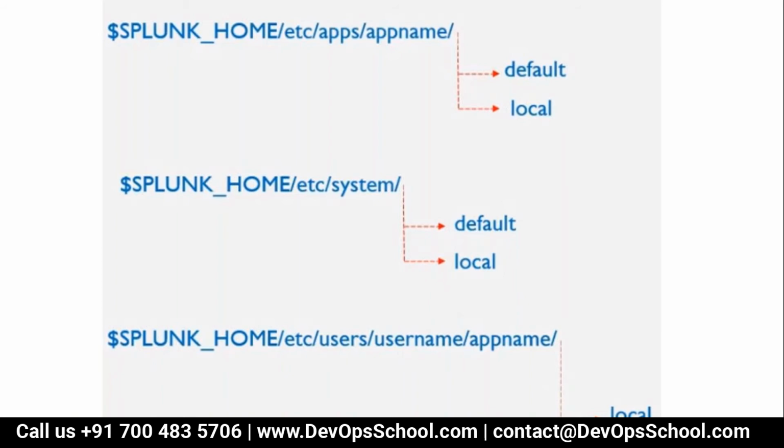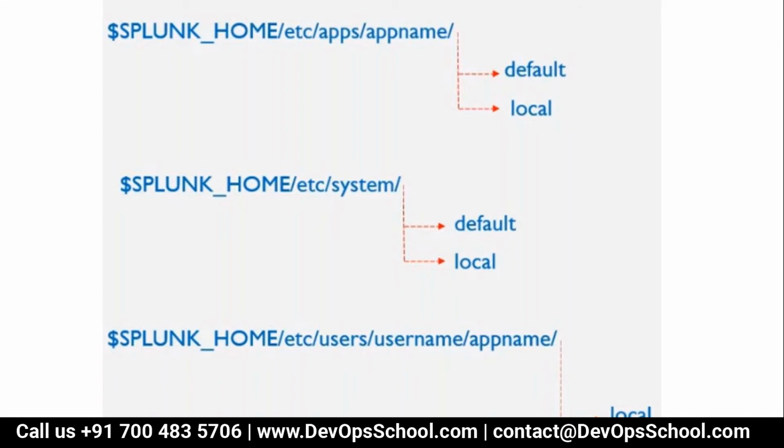Look at this first one: etc app, app name, default, local. Etc system, default, local. Etc users, username, app name, and the local. Here it can be default, but typically we don't set it. So this is the skeleton. So far you understood this, the location of configuration files for Splunk, guys?